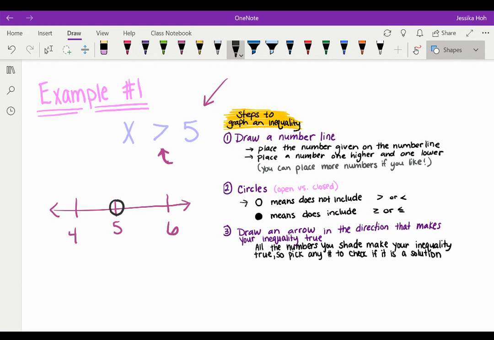Number 3, draw an arrow in the direction that makes your inequality true. I would shade it or draw an arrow to the right, because if I would plug in 6, that would make my inequality true. Does it mean just 6 is my only possible solution? No. I have the arrows, meaning that it continues on, and there's an infinite amount of solutions. It will keep on going on and on.